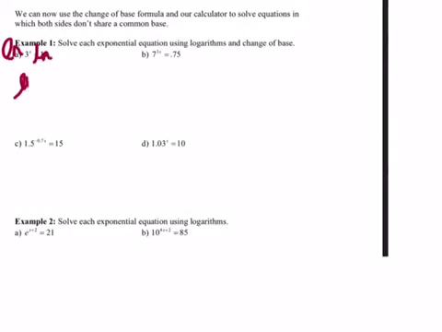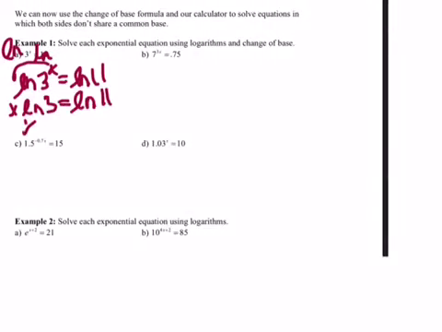So that's going to give me natural log of 3 to the x is equal to natural log of 11. The x is going to pull down in front, so I've got x natural log of 3 equals natural log of 11, and then I can divide both sides by natural log of 3. And that gives me about 2.183.